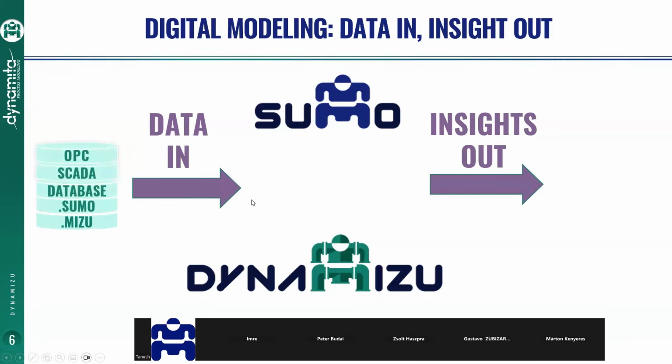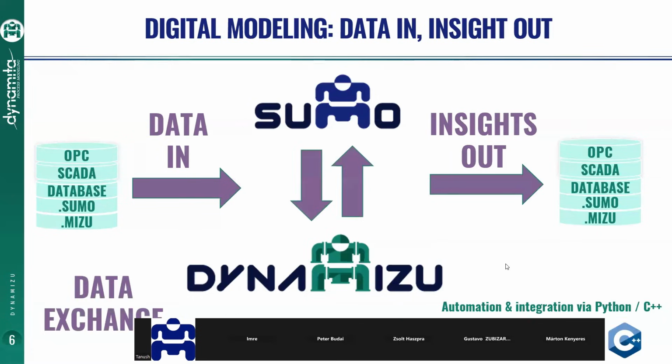So you can send data in and get insight out of both SUMO and DYNAMIZU at the same time. You can send information from an open protocol communication, SCADA system, databases, a .sumo file, a .mizu file, which is the extension of DYNAMIZU. And you can send the data into the OPC, SCADA, database, .sumo, and .mizu files. Plus, we allow data exchange between SUMO and DYNAMIZU, which allows you to evaluate the whole schematic of a treatment facility.